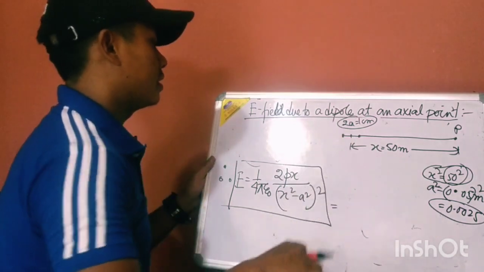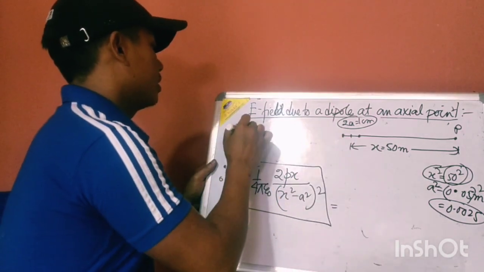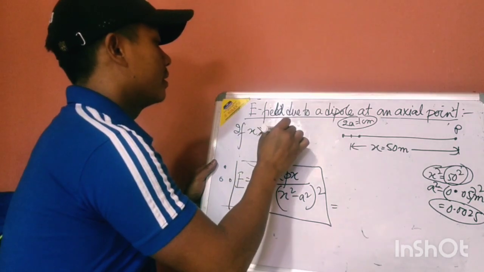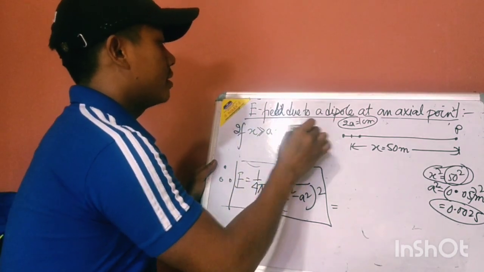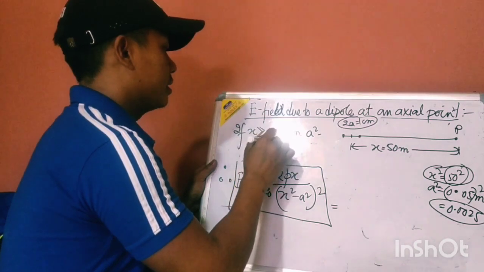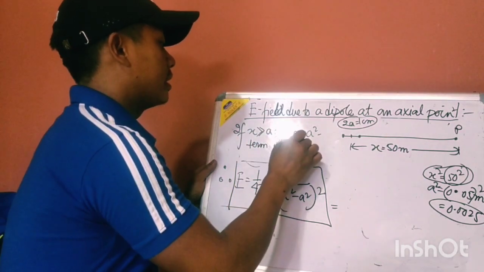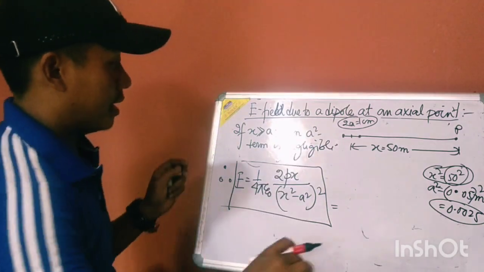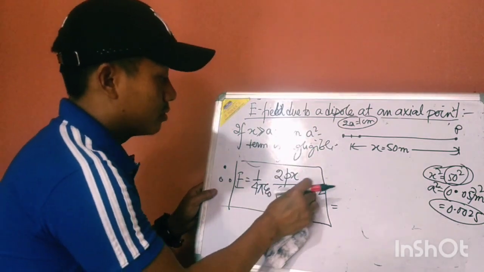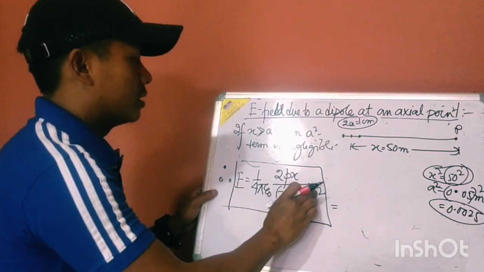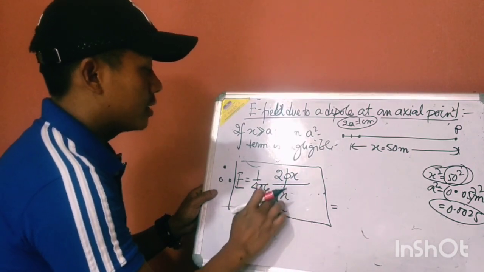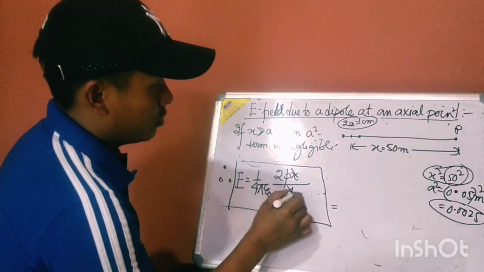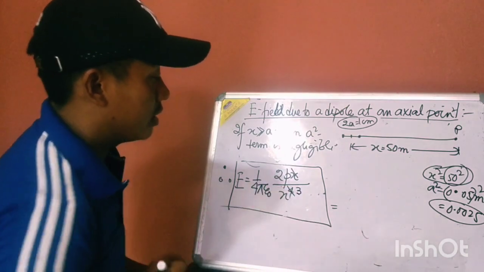Let us put the condition now. If x is very much greater than a, then the a square term is negligible. Then we have 4 in the numerator, 1 x, and when you cancel x it becomes x cube.